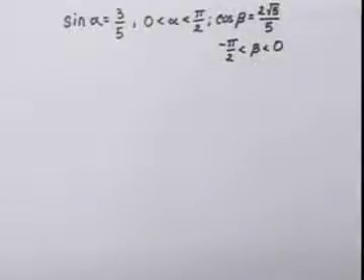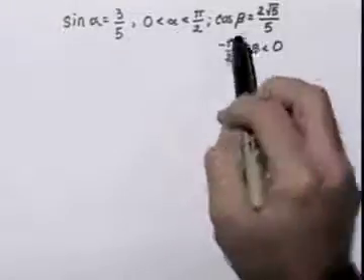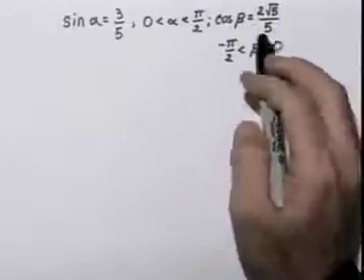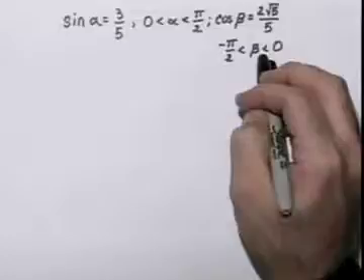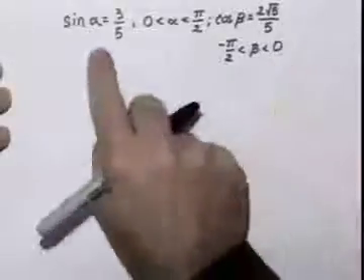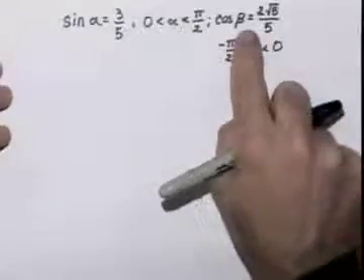In this problem, we're given that the sine of alpha is 3/5, where the terminal side of alpha is in the first quadrant. We're also given that the cosine of beta is 2√5/5, where the terminal side of beta is in the fourth quadrant. We want to find the sine of alpha plus beta, the cosine of alpha plus beta, and the sine of alpha minus beta. To do this, I need to first figure out the cosine of alpha and the sine of beta.